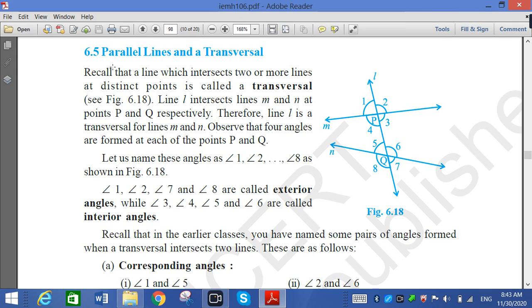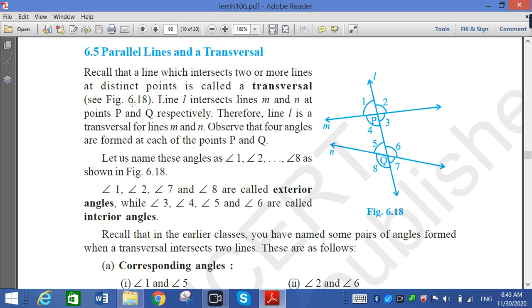Lecture, and in the last lecture we discussed that we want to now start a new topic. Two lectures we have already completed related to this lesson. Now, parallel lines and a transversal line. Recall that a line which intersects two or more lines at distinct points is called a transversal line.